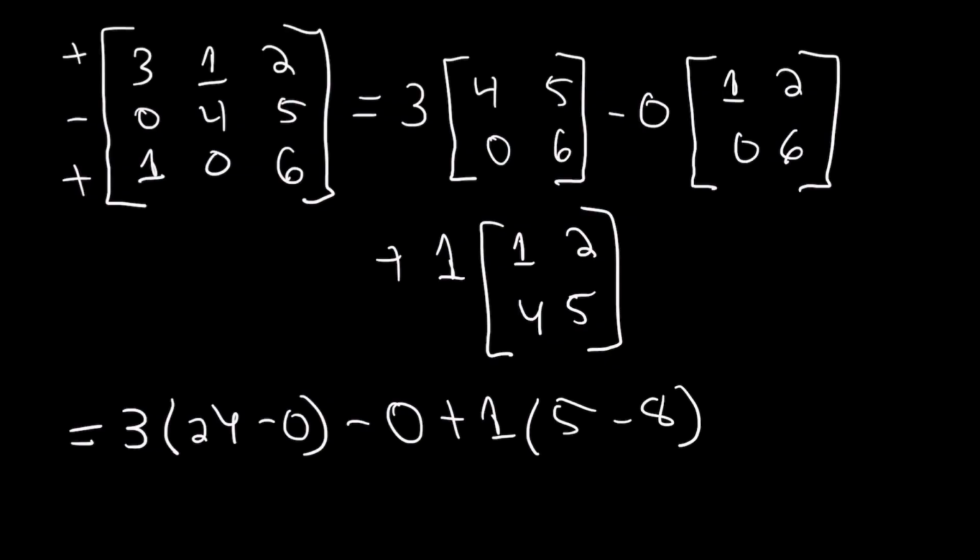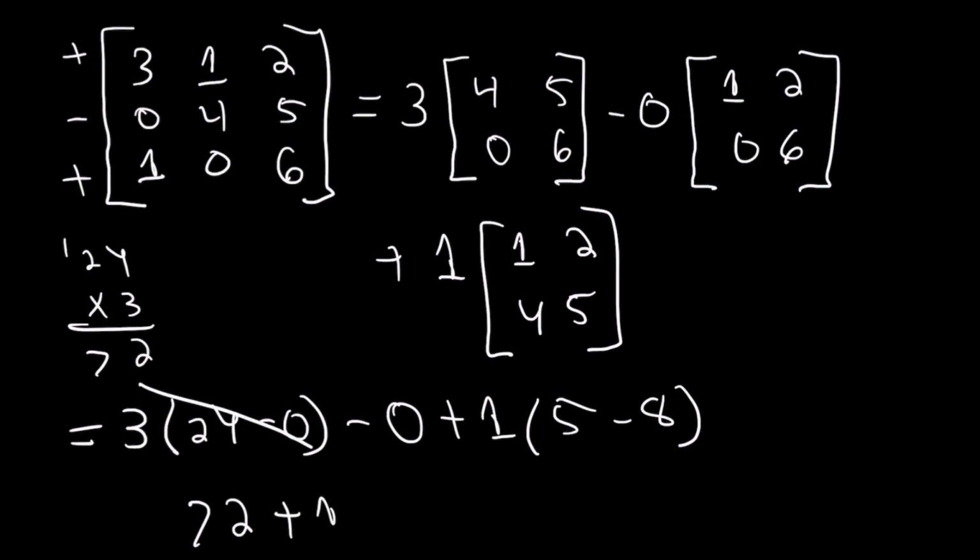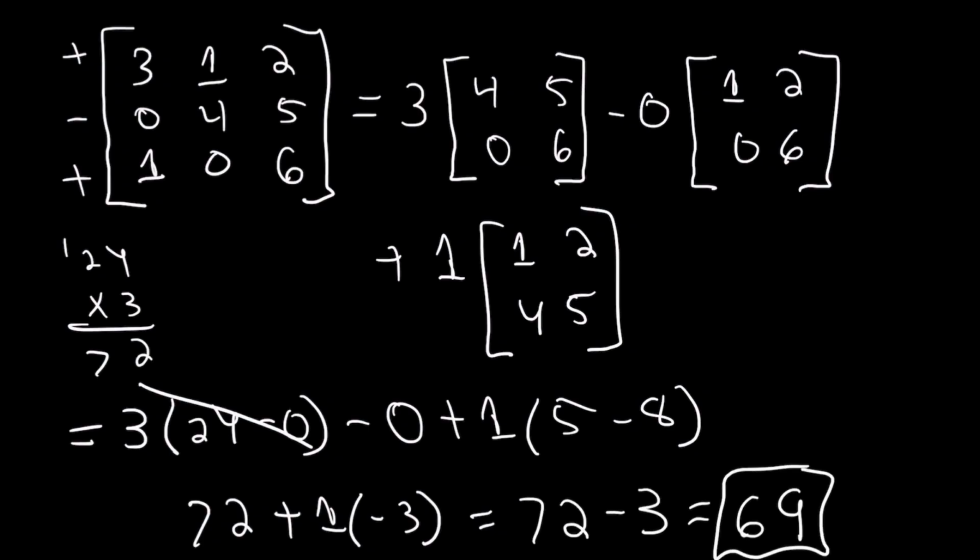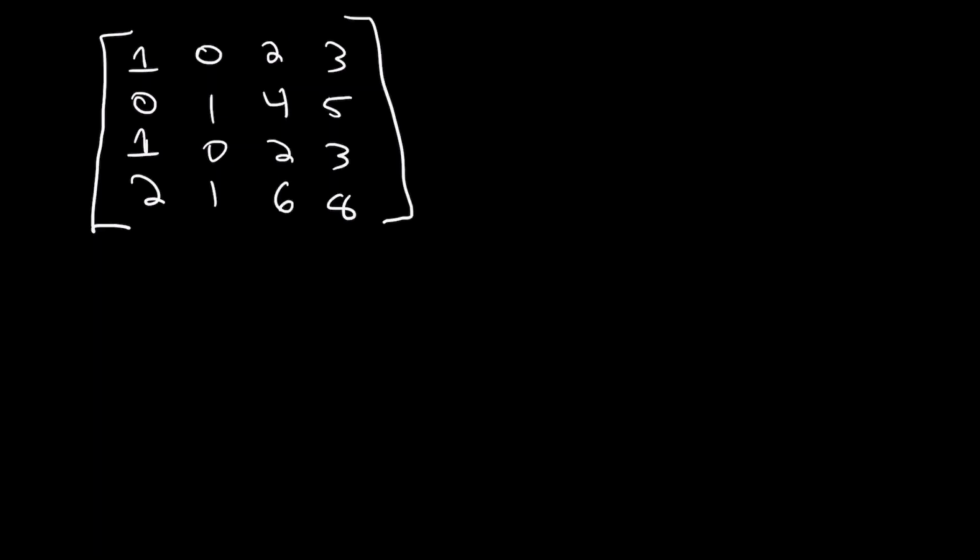So 24 times 3 is 72, plus 1 times 5 minus 8, which is negative 3. So that's going to be 72 minus 3, which is equal to 69. And that's the determinant of this matrix. Okay, so now we just did a 3 by 3 matrix.